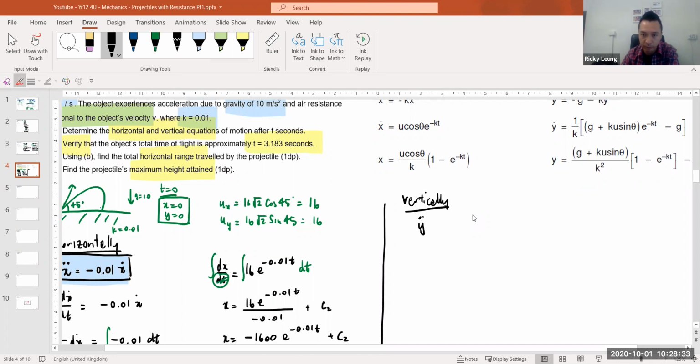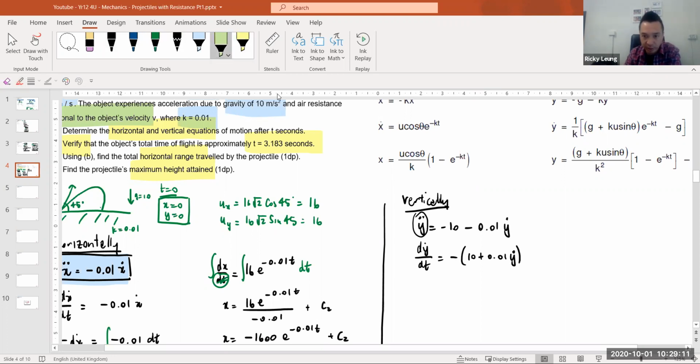So vertically, it's a bit more complicated because it begins with gravity working against you, but also your resistance. Let's use 10 minus 0.01 y dot. So replace this with dv/dt. Maybe factorize a negative 10 out. And then switch this around.